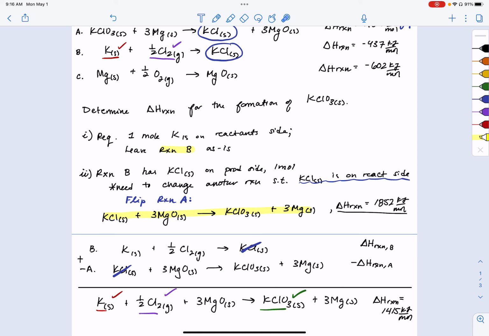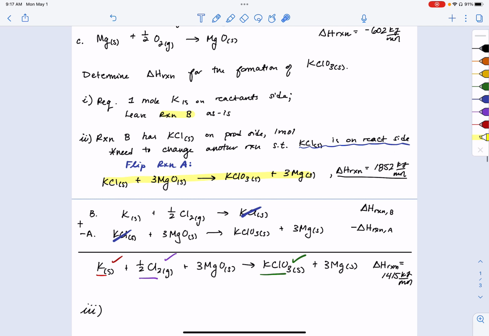So looking at the results of A and the flip of B, I've got 3 magnesiums on the product side, whereas reaction C has 1 magnesium on the reactant side. So I have the magnesium in reaction C on the place of the reaction arrow that I want it to be, right? It's on the reactant side, but I don't have the quantity of moles that I need, which is 3 here.